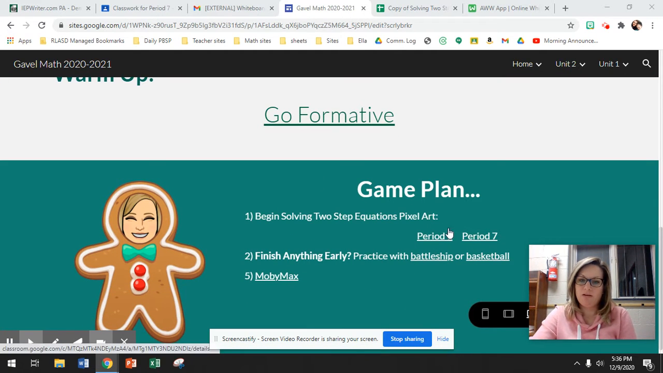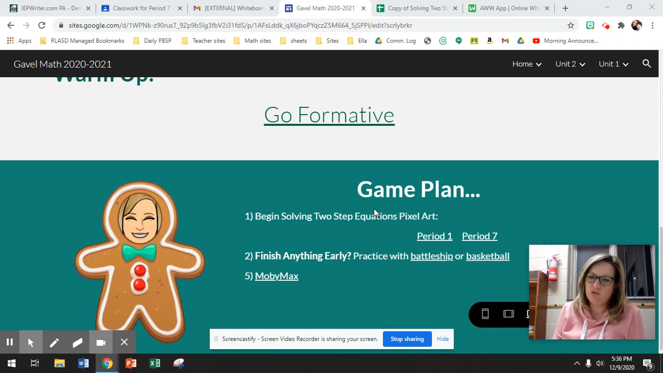If you would have me for period 1, we can't do a color by number because everything has to be virtual. However, I found something similar, so I'm hoping it's kind of fun.